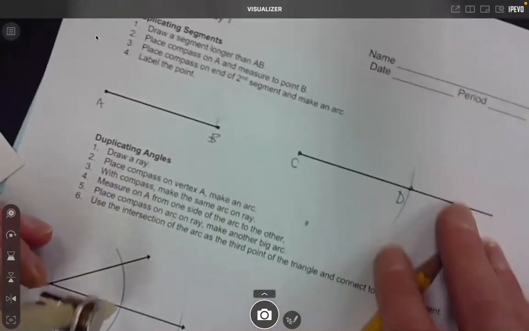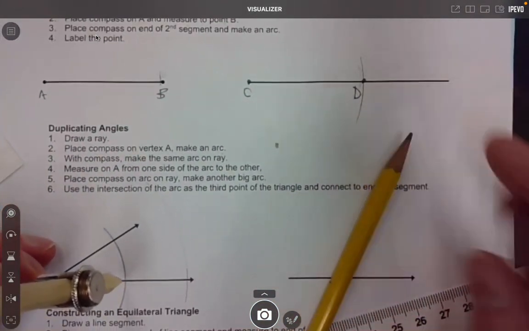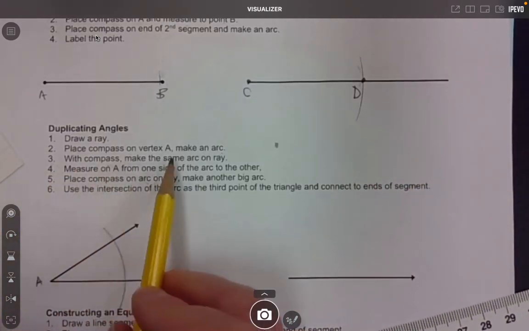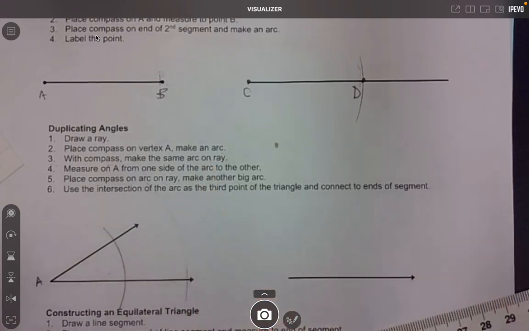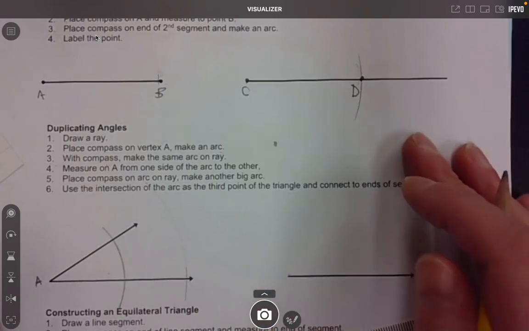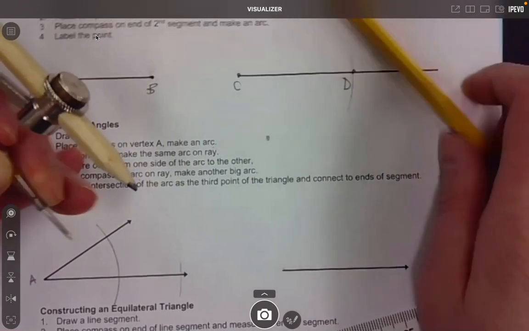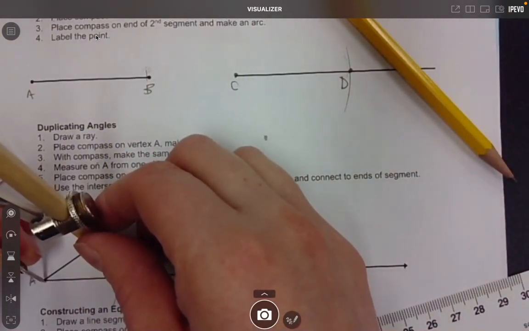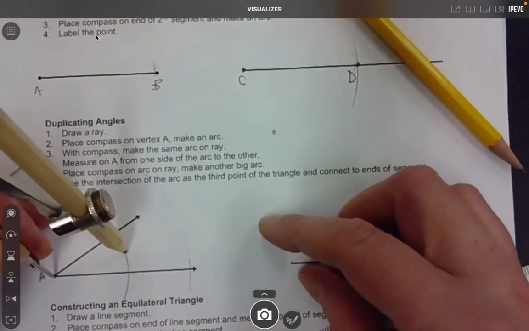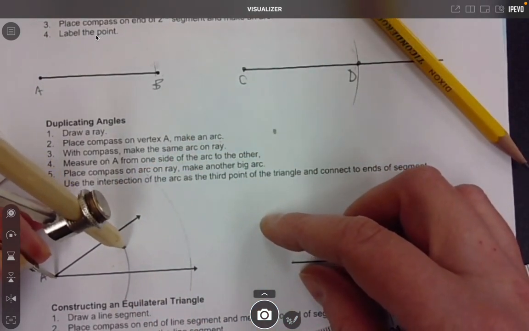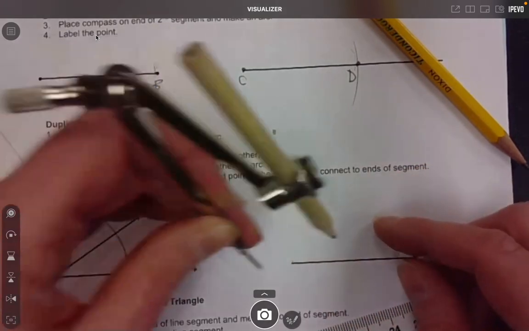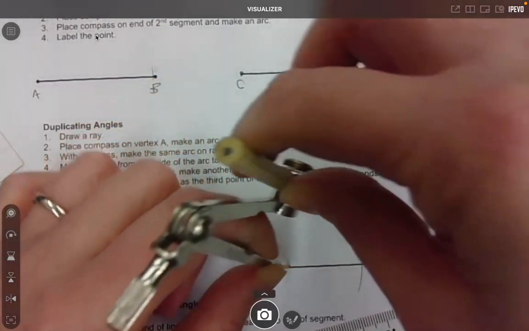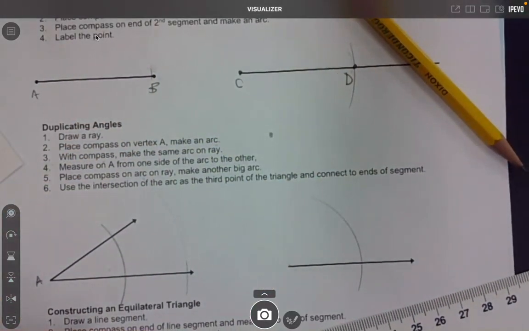And remember, sometimes it's better to move the paper than the compass, so be really careful with that. Then I want to go over here with my compass and make the same arc on the ray that I started. It's really important when we're doing geometric constructions that I am leaving the compass at the exact measurement that I had before. I am not widening it or shortening it. I'm just leaving it there. So now I'm going to do the same arc over here. So now I've got the same arc.